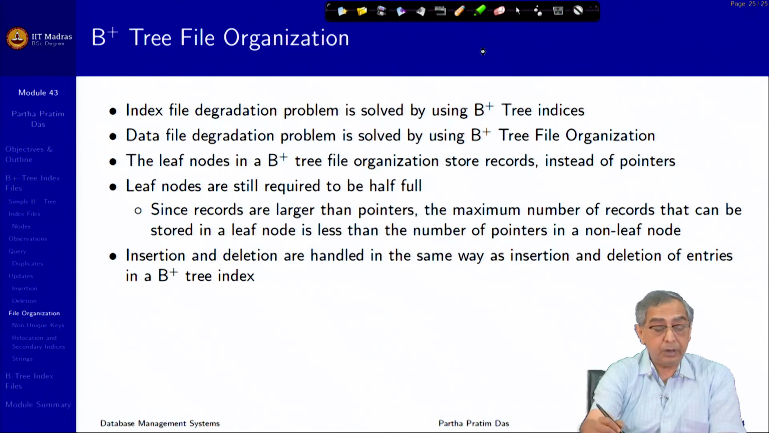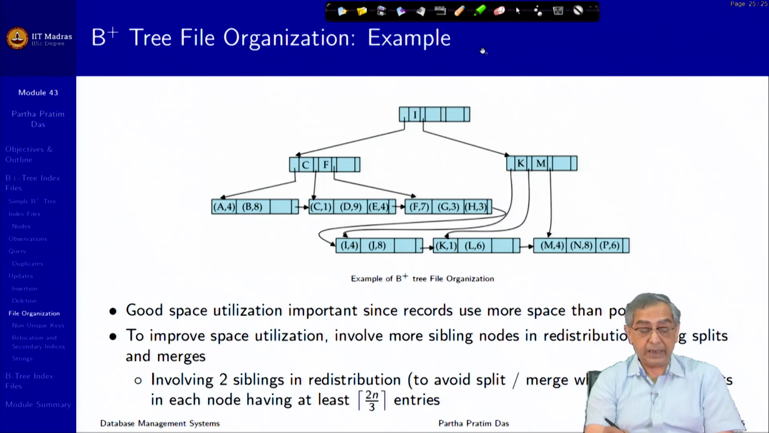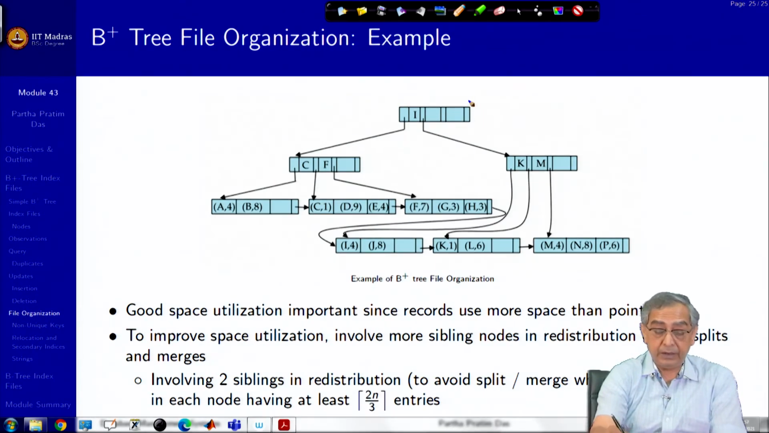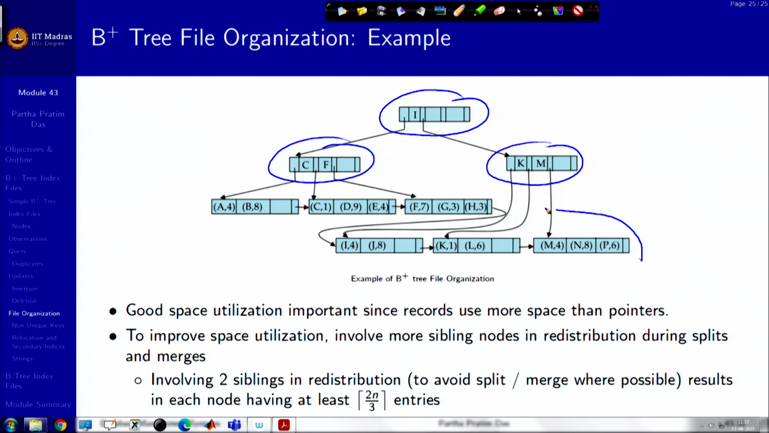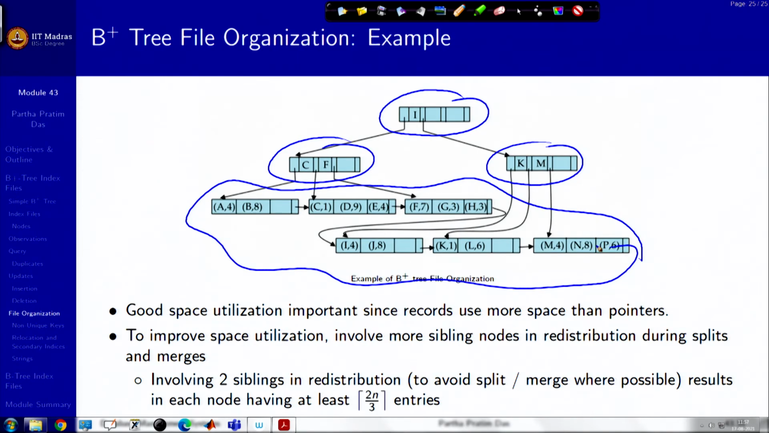So, this is an example: this is the root node, these are internal nodes, and this is your leaf, where you have the data one after the other.